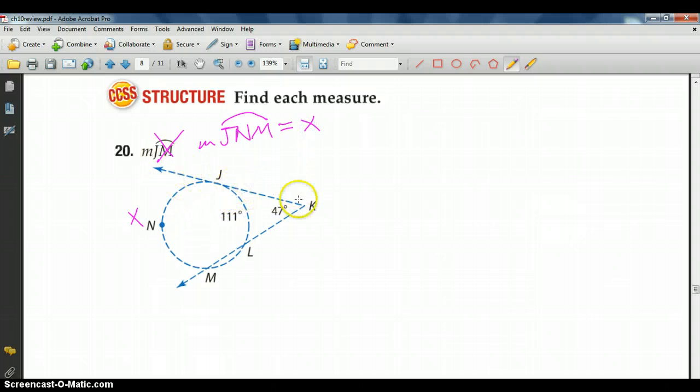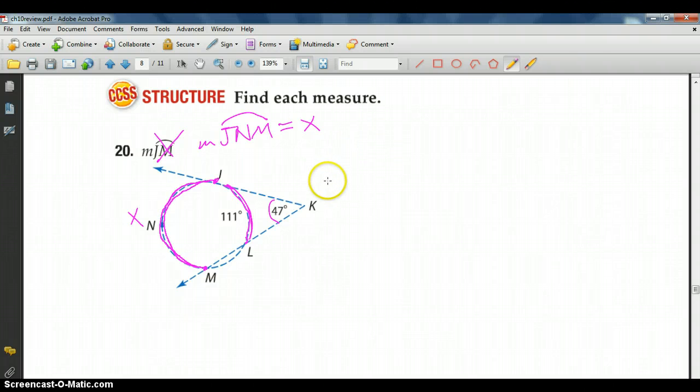So to find X, we have an angle outside of the circle formed by this secant here. It's a secant intersecting at 2 points, and this tangent here intersecting at 1 point. So this angle will be equal to half of the difference of the intercepted arcs inside of that angle. So we have this arc, from here to here, which we're calling X, and then we have this arc inside of that angle, the sides of that angle, which is 111.